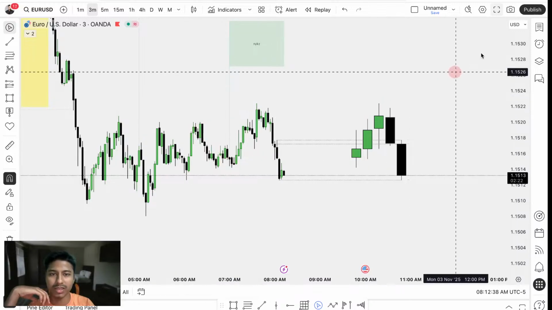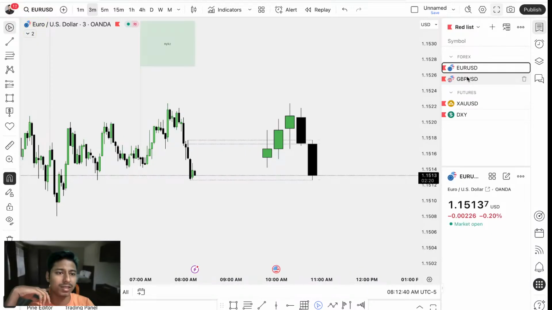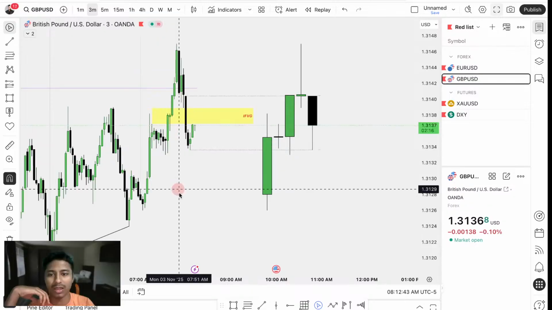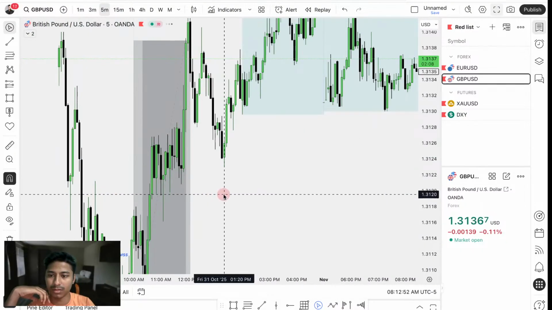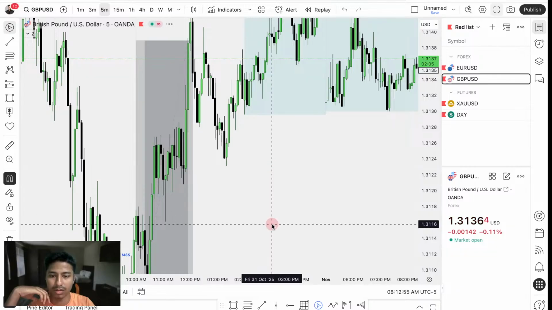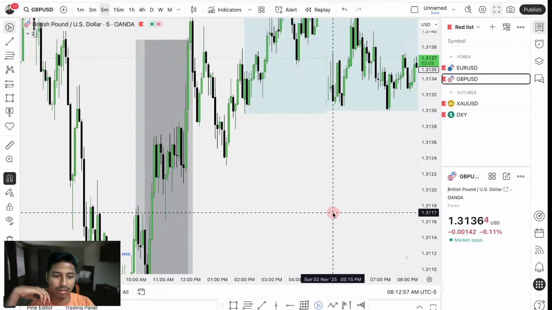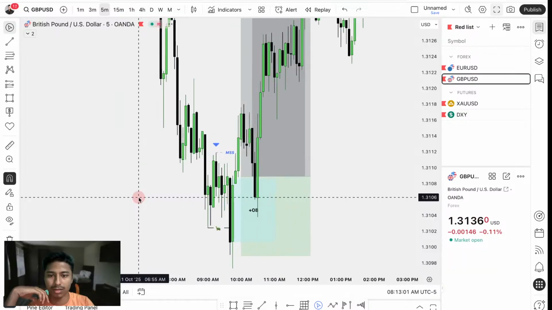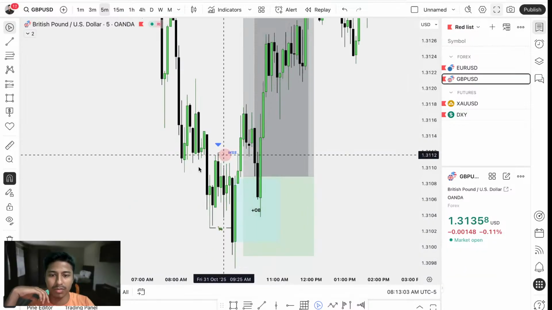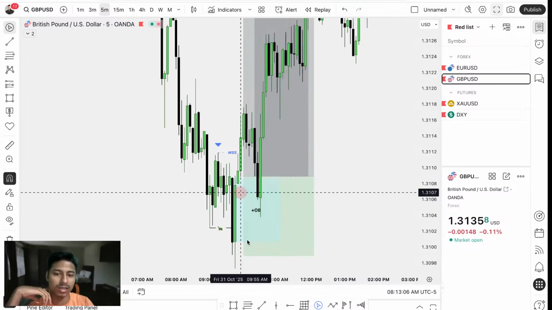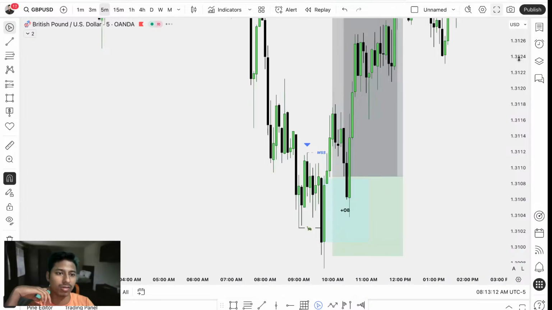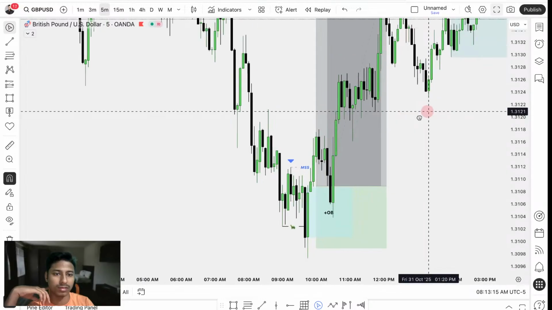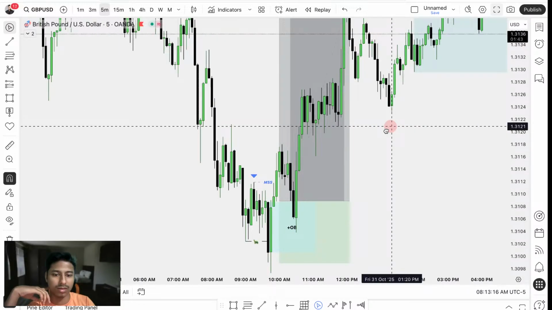This is actually not my setup. My setup is more like this one. Let me just show you. You have seen me taking those trades many times. We sweep, then break structure, then retrace back. This is actually my setup. But in EU, that didn't give you a retracement back to entry. That's why I didn't take that.